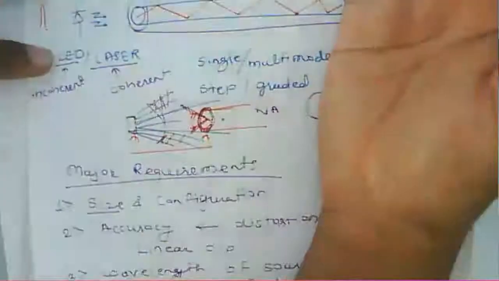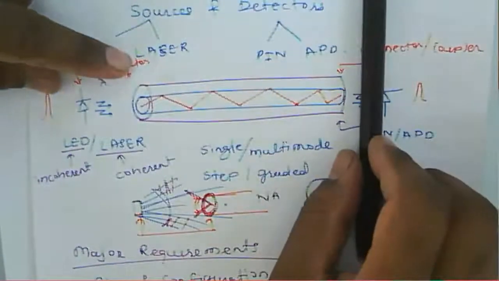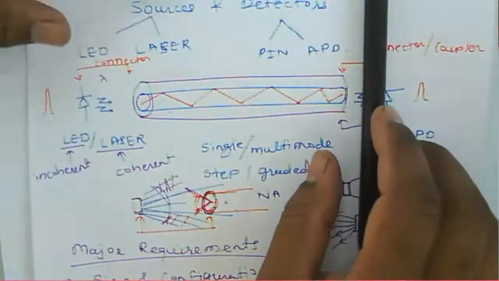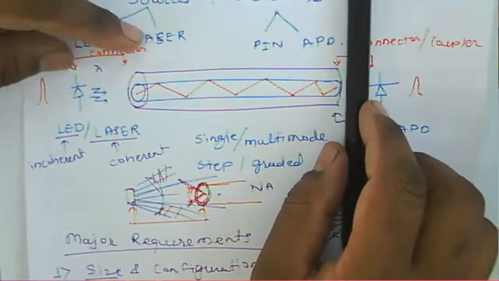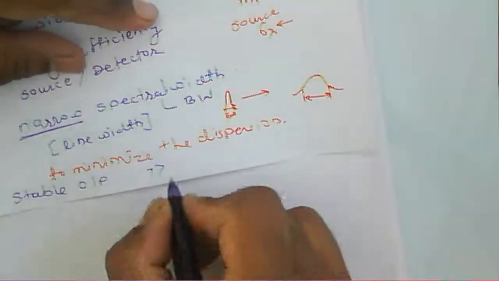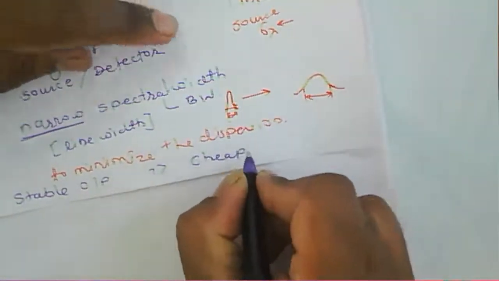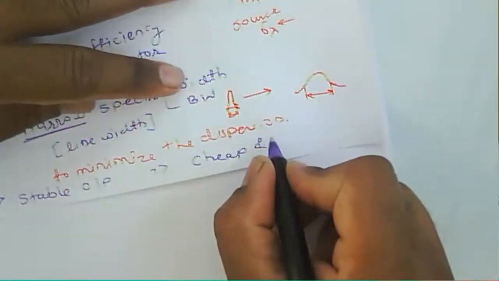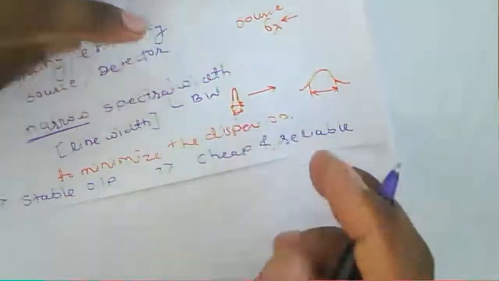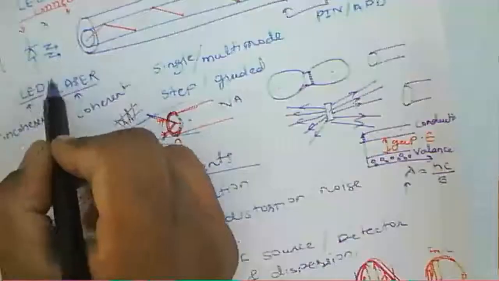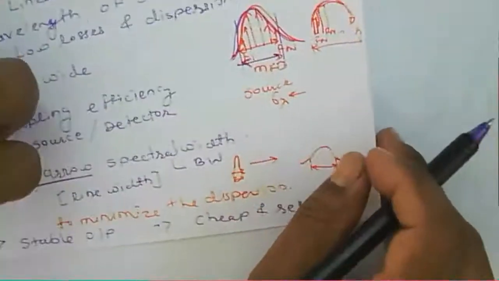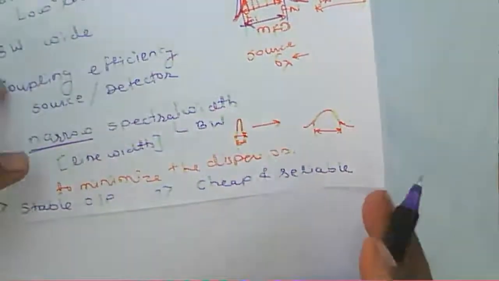So from the source side, the source is able to provide optical power, and that optical power will be highly reliable, so that we can transmit the signal. Again, whichever source we are using, that source is to be cheap and highly reliable. Whether we are using an LED or a laser, it should be highly reliable, and as compared to the price, it should be a cheap one.